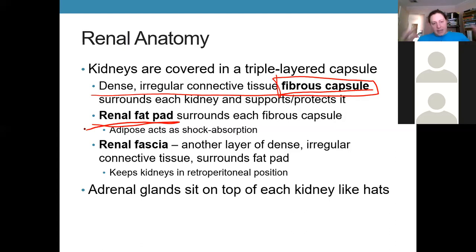And then kind of keeping that fat around the kidney is the renal fascia, which is another layer of dense irregular connective tissue, which basically anchors the kidneys into their retroperitoneal position. And then remember that the adrenal glands sit on top of the kidneys like hats, so they're hanging out within all this stuff too.